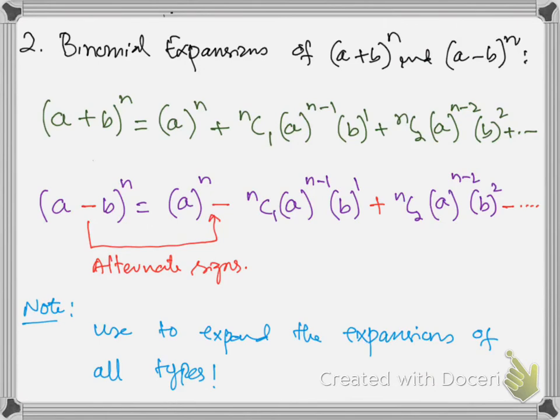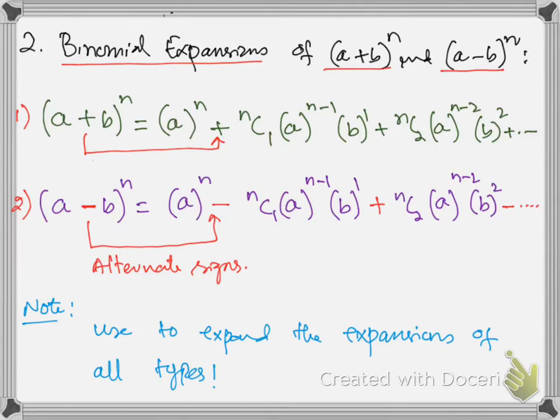Now let's discuss the binomial expansions of (a + b)^n and (a - b)^n. Since the first term is not 1, therefore we have to consider the first term in the theorem. So this is the theorem with the plus sign, and this is the theorem with the negative sign. So when we have a plus sign here, then all signs are positive.